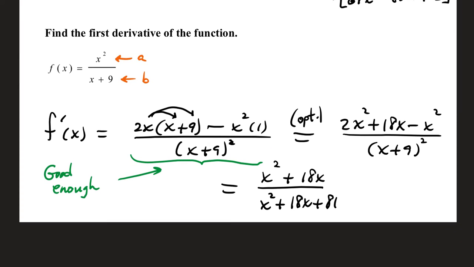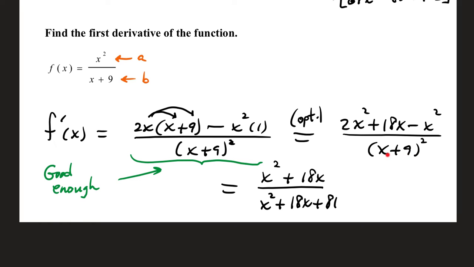Find the first derivative of the function defined as x squared over x plus 9. Derivative of the numerator or top is 2x times the bottom left alone minus top left alone times the derivative of the denominator or the bottom, which is 1. 2x squared plus 18x minus x squared all over the denominator squared, x plus 9 quantity squared. 2x squared minus 1x squared is 1x squared plus 18x. So I'm just combining the like terms of this numerator.